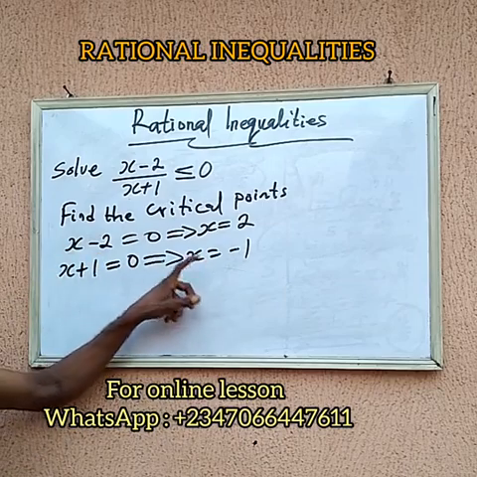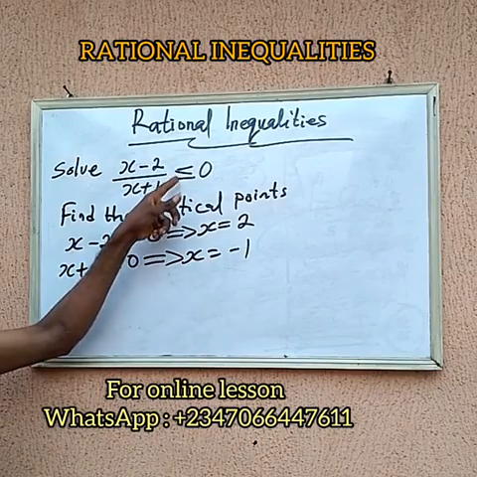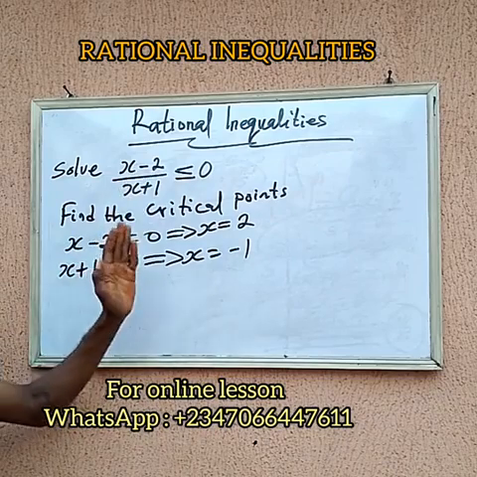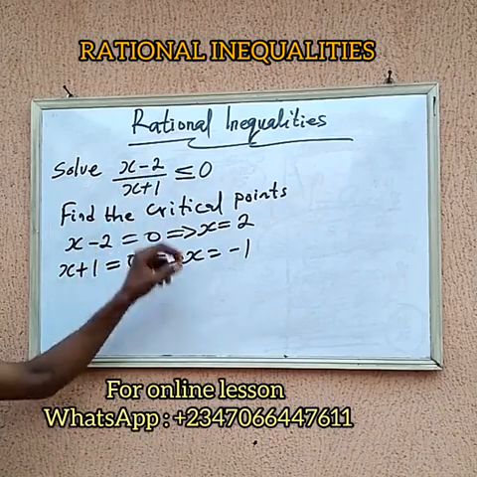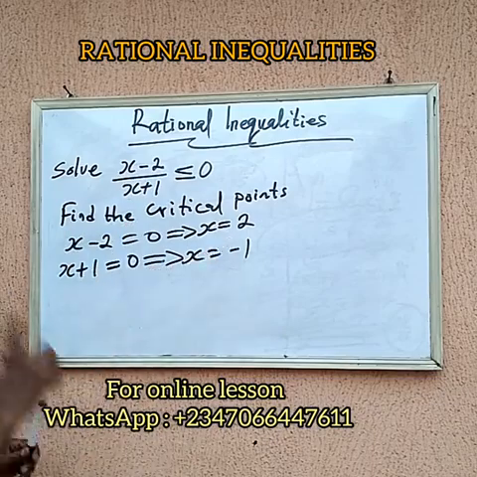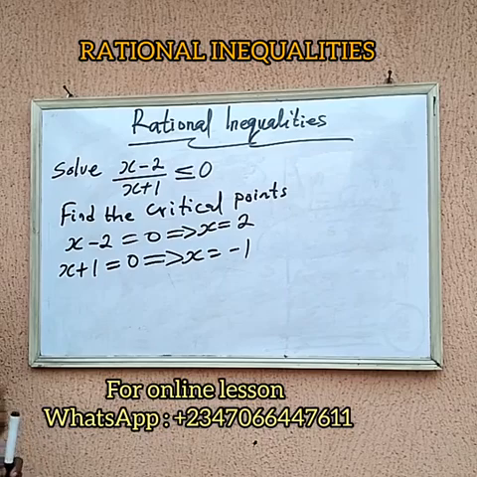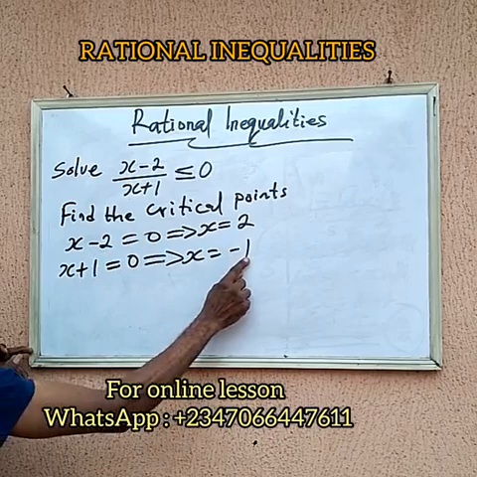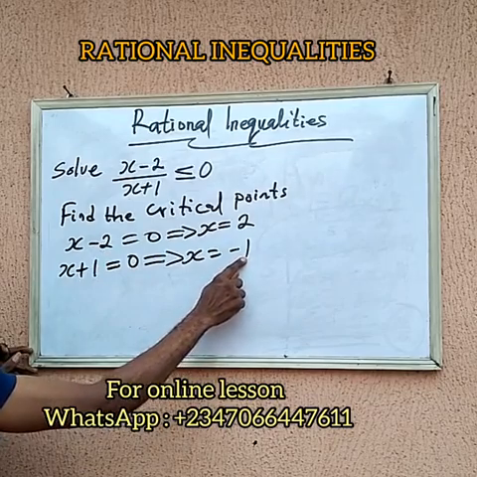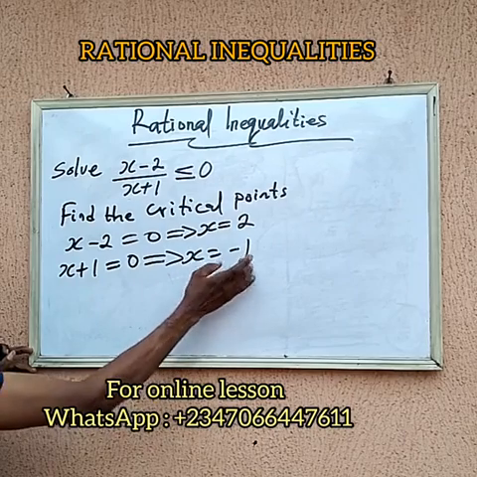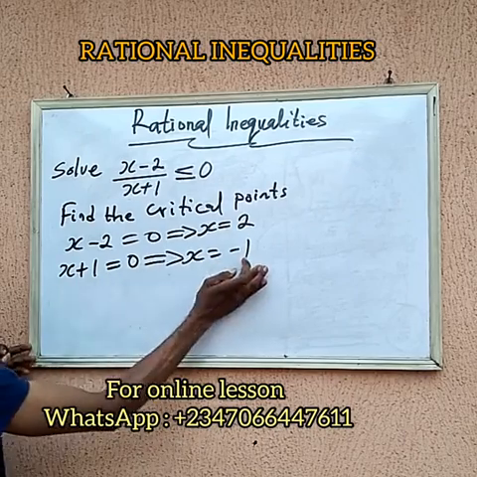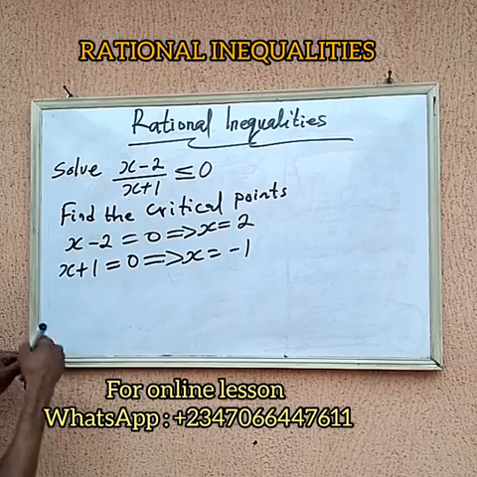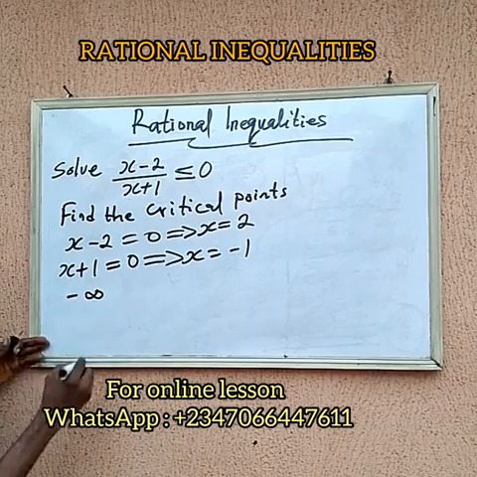Now, the next thing we are going to do is test intervals, because x equals 2 and x equals negative 1 are not the actual values we are going to have. We are going to test for points. Test for points less than negative 1. So we are going to create an interval. It could be a value less than negative 1, let's say starting from negative infinity to negative 1. That will be one of the intervals.